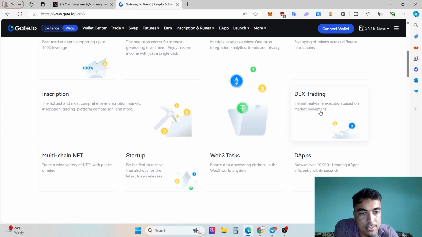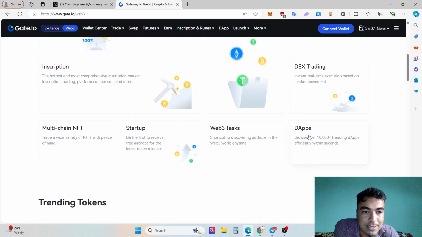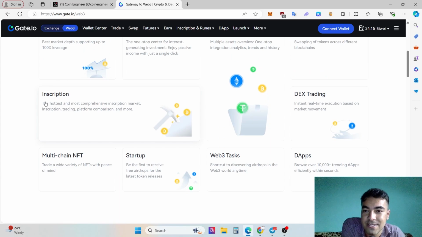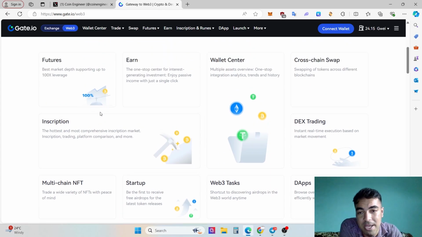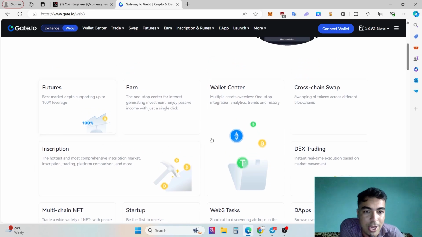I had already discussed that. You can trade easily and independently using MetaMask, Phantom, Unisat wallet, and your Gate Wallet at the Gate.io Web3 site. Decentralized applications, over 10,000 trending decentralized applications. You can browse them on the Gate.io site and startup. You can join some startup projects there to get some passive or earnable positions. Multi-chain NFT, you can also mint your NFTs. You can inscribe your inscriptions on Solana, on Bitcoin, and other blockchains which support inscription features. That's it about that.